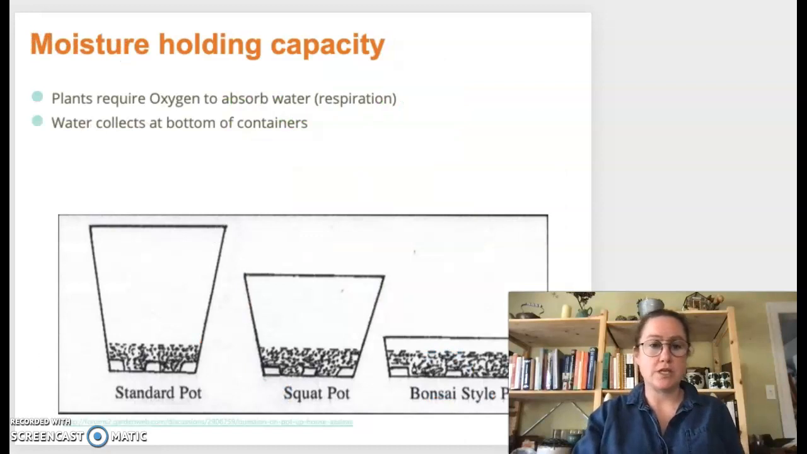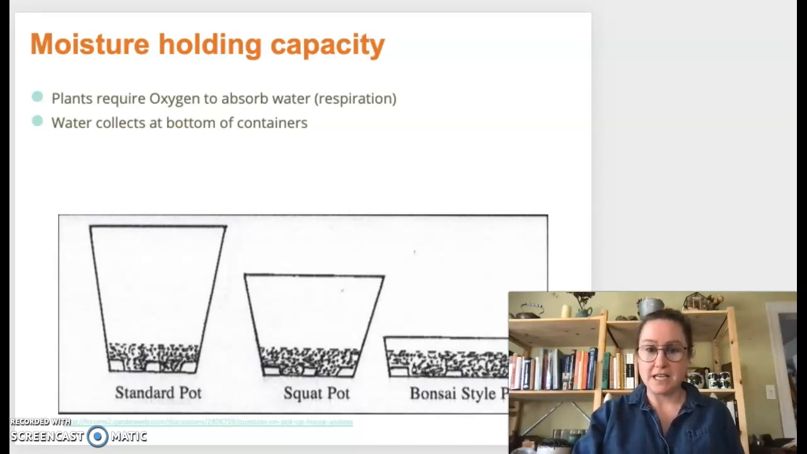So when it comes to different choices in water holding capacity, water needs to replace a loss of moisture from transpiration. Roots need a supply of oxygen in order to absorb the water. Because containers are fairly shallow, standing water develops and collects at the bottom of the containers. The finer the texture of the media and the shallower the container, the higher the moisture holding capacity and the lower the aeration. Conversely, the coarser the media texture and the deeper the container, the better the aeration and the poorer the moisture holding capacity.